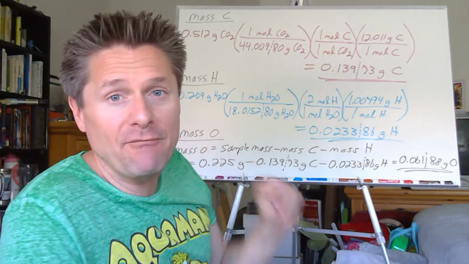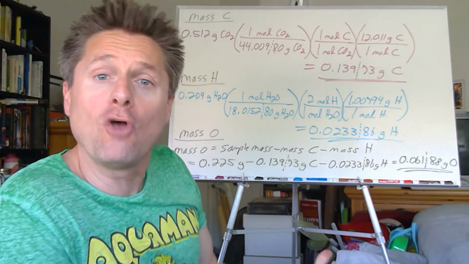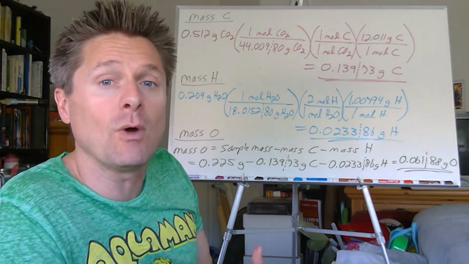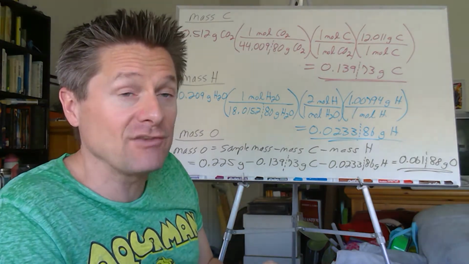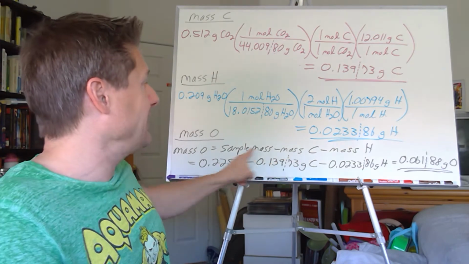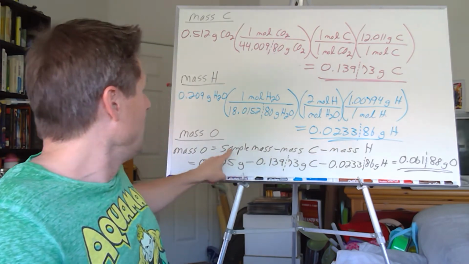So that's what we got from the combustion analysis. Now we know there's also a third element, oxygen, in this one. Can't get it from the combustion analysis, so we're going to get it by subtracting the masses of the carbon and hydrogen from the sample mass.